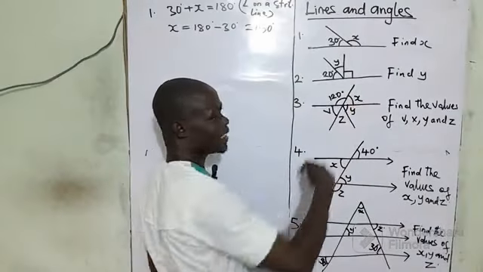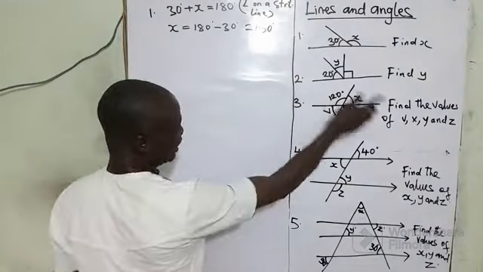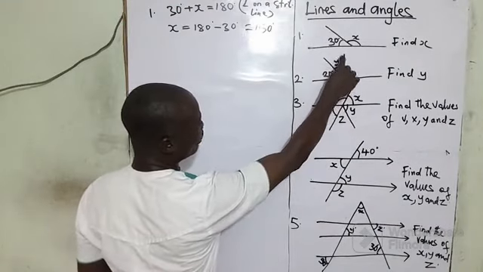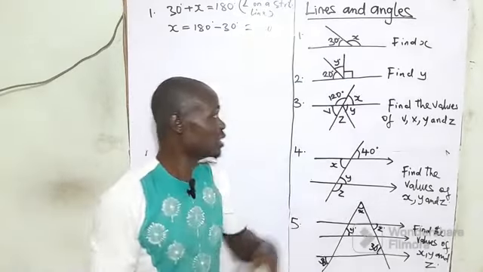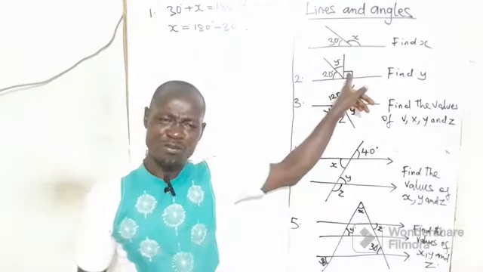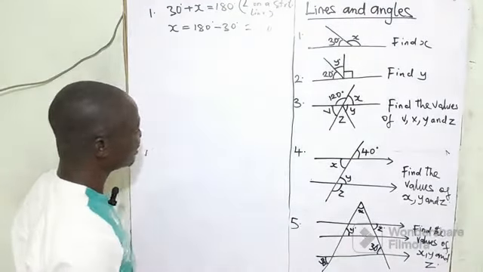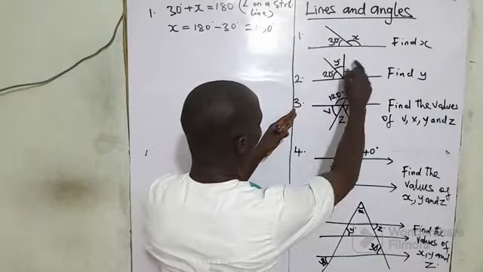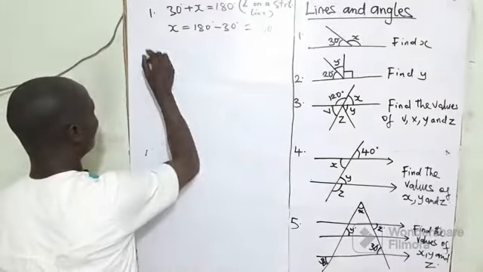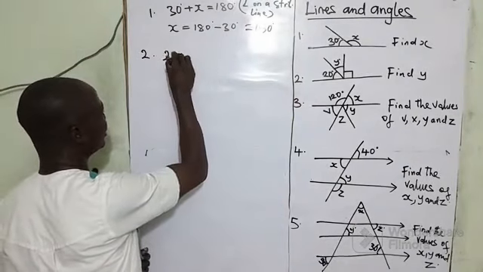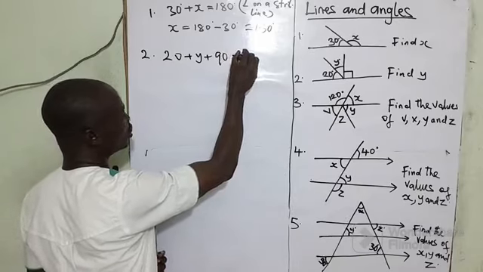We have to add up all the angles within that level. Here we can see we have 20 degrees, y degrees, and then we have this sign. I hope we still remember the sign here. This represents a right angle, which is 90 degrees. So what we are going to do is add all the angles on the straight line, and then we have 20 plus y plus 90 degrees is equal to what?